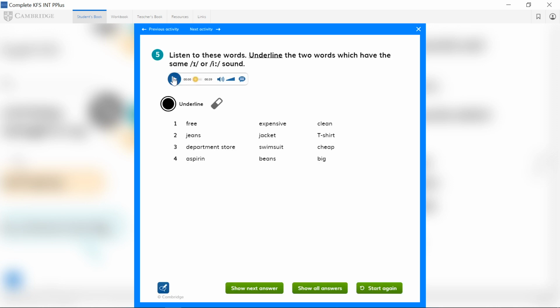Okay, so let's go. Listen to the words and underline the two words which have the same E sounds. Okay, so let's go.